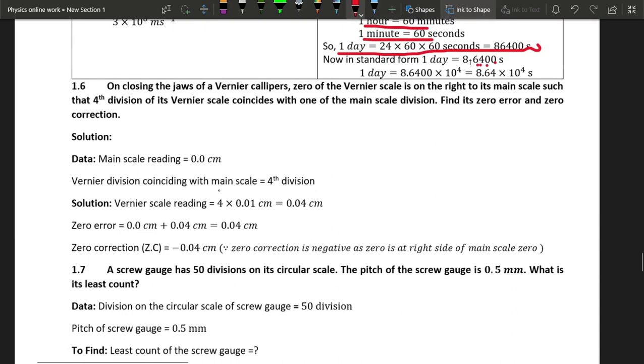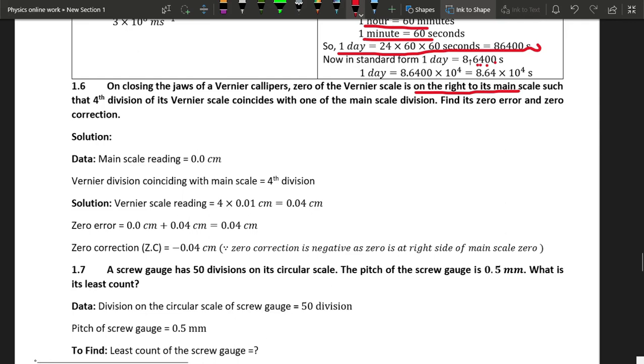Now the next question is: on closing the jaws of the vernier caliper, the zero of the vernier is on the right side. Now it is on the right side, it means that the error is positive, such that the fourth division of the vernier scale coincides with one of the main divisions. Find the zero error and the zero correction.